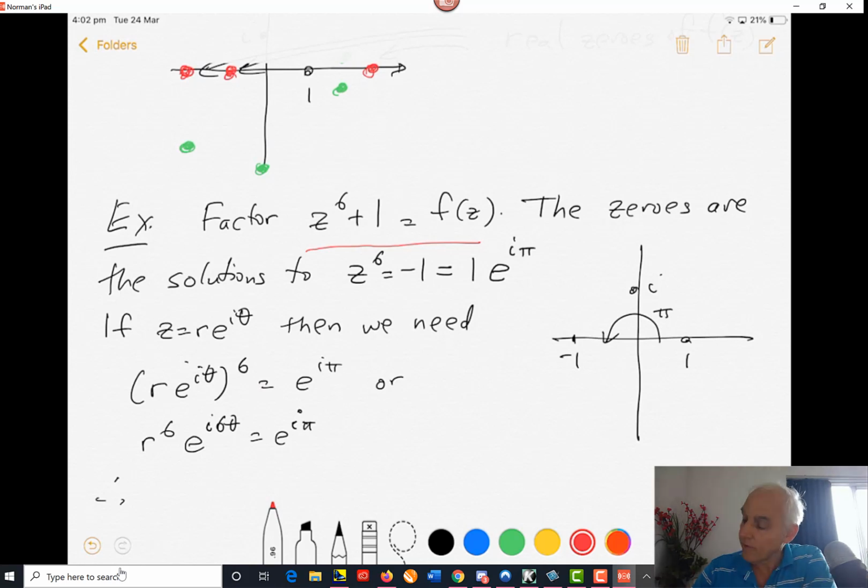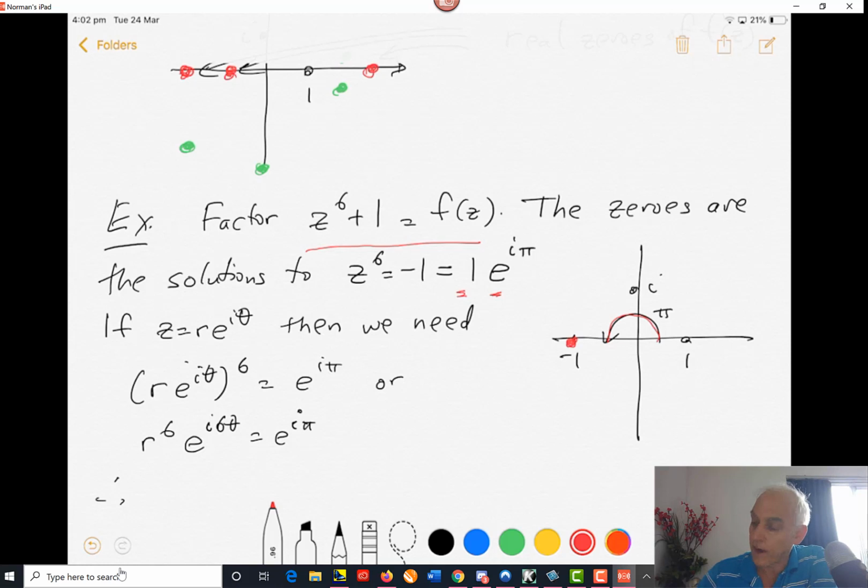And we can write minus 1, in terms of the polar form, as modulus 1 times e to the i pi, where pi is the argument. Here is the argument. It's that angle right there, right? That's the angle associated to the point minus 1. It's pi. So we're trying to solve z to the 6th equals e to the i pi.